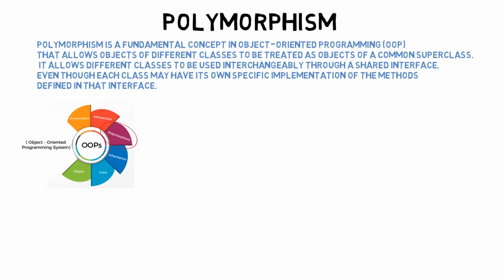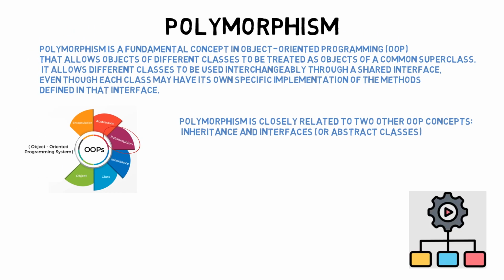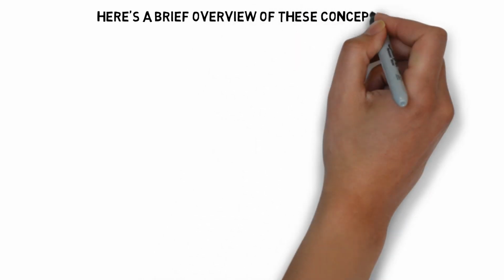Polymorphism is closely related to two other OOP concepts, inheritance and interfaces, or abstract classes. Here's a brief overview of these concepts and how they relate to polymorphism.